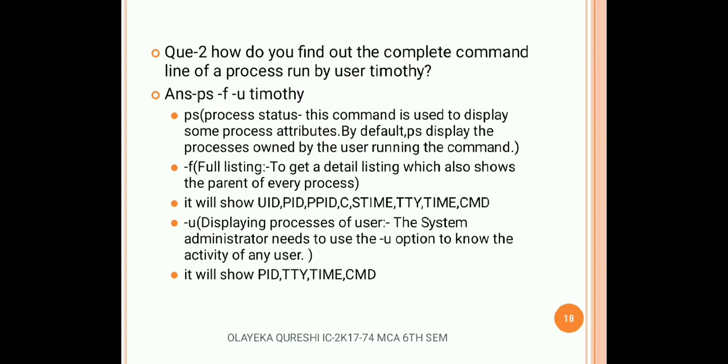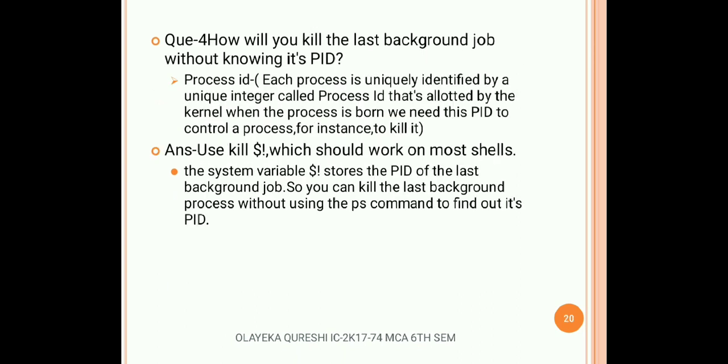Moving to next question. Question number 4. How will you kill the last background job without knowing its PID? So first we have to look at PID. PID means process ID. Each process is uniquely identified by a unique integer called process ID that's allotted by the kernel. When the process is born, we need this PID to control a process, for instance, to kill it.